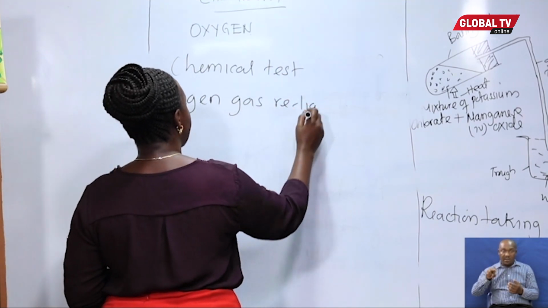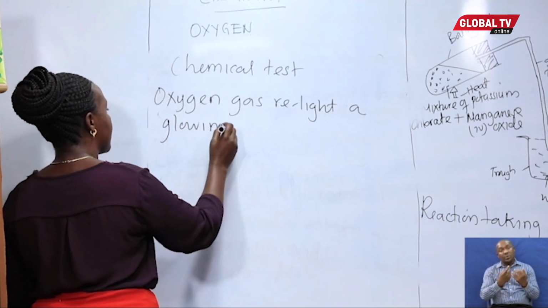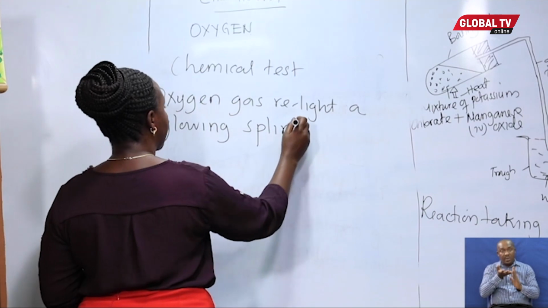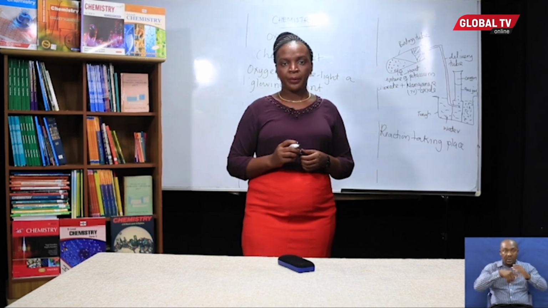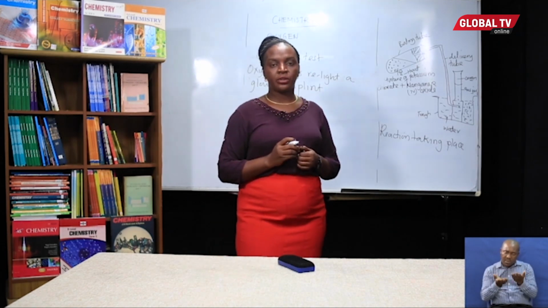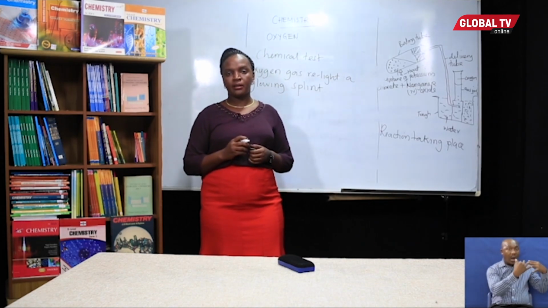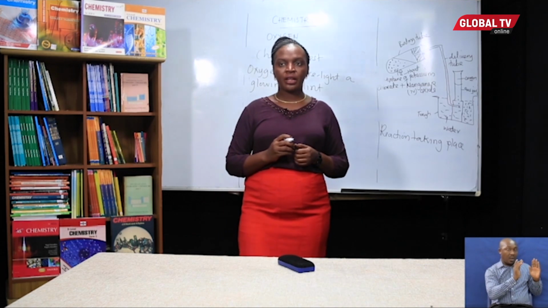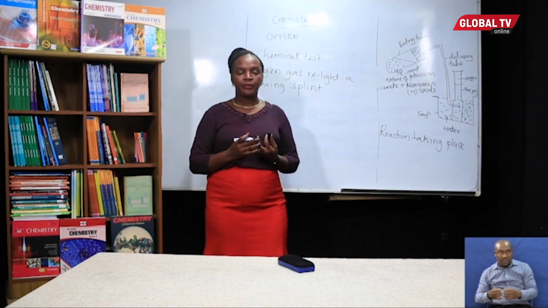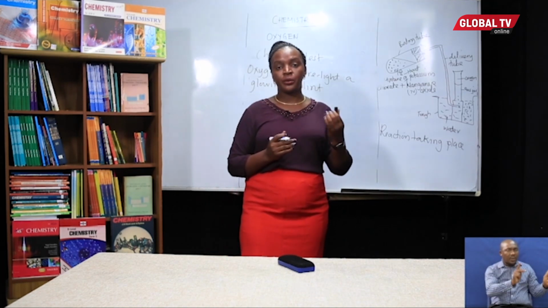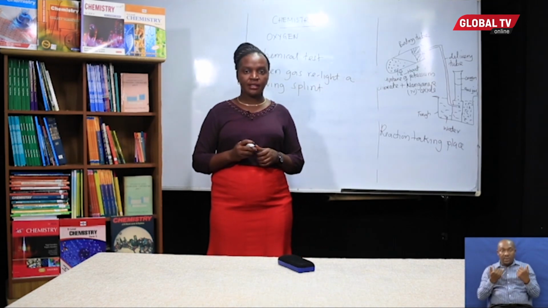Oxygen gas relights a glowing splint, or rekindles a glowing splint. So this is a chemical test for a gas collected in the lab. You may meet a question asking how we differentiate ordinary air from oxygen gas. When you talk about ordinary air, we talk about oxygen in the atmosphere. Ordinary air does not relight a glowing splint, but oxygen gas relights a glowing splint.